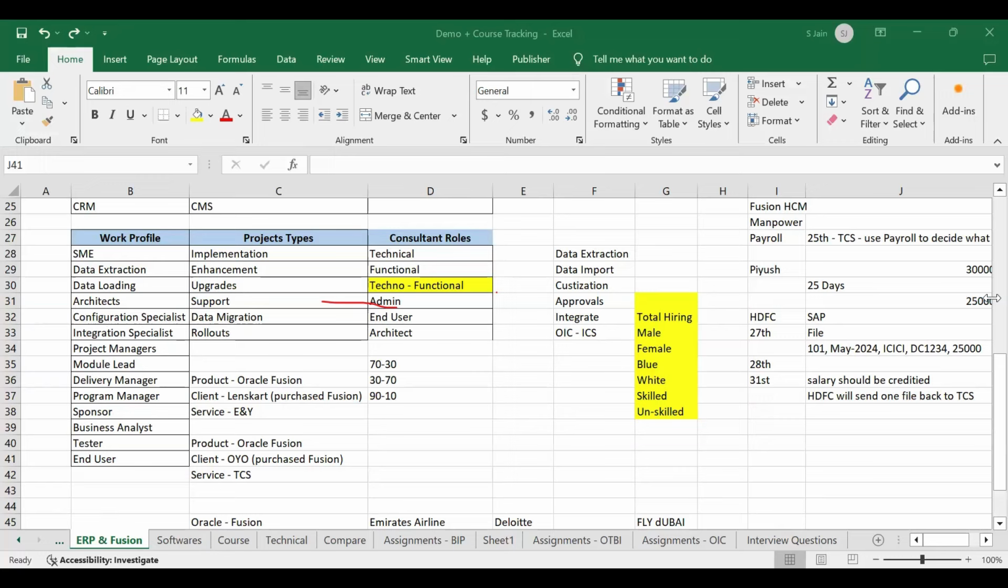And guys, we are not able to see the screen. No, I'm sharing the screen. Let me reshare, just a second. Is it visible now?